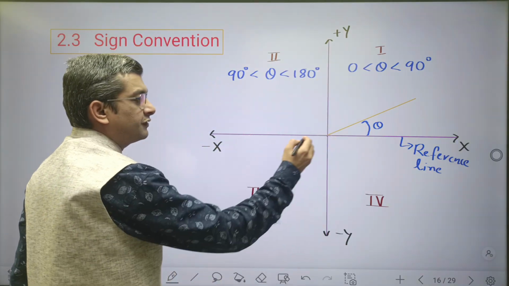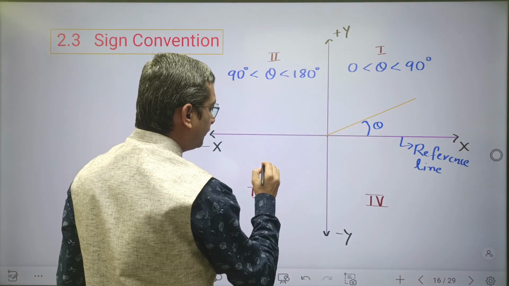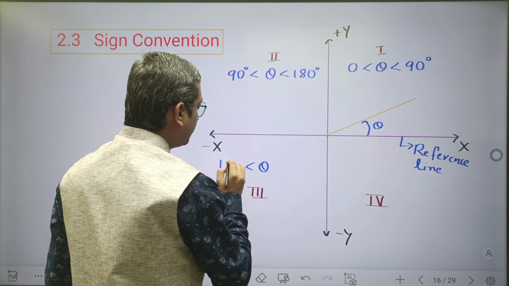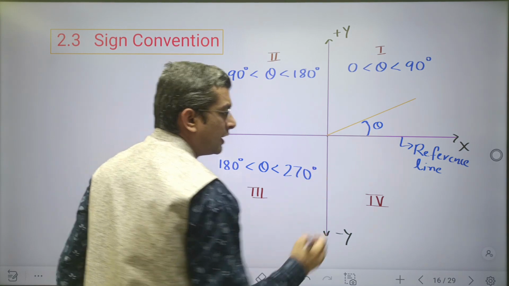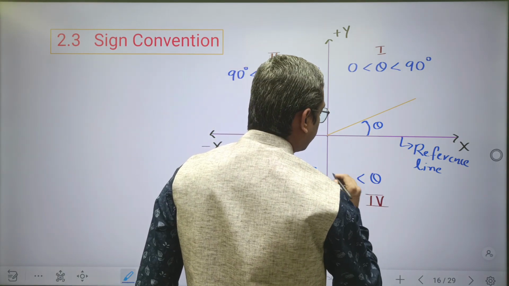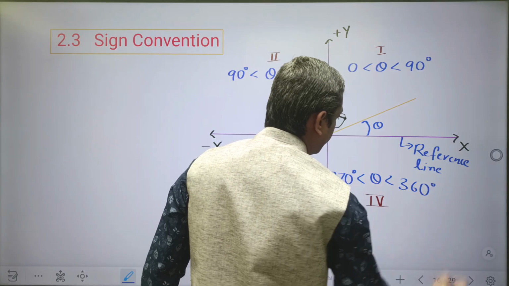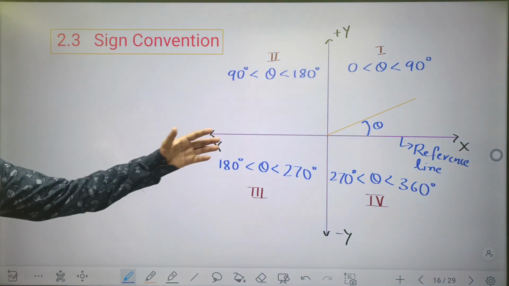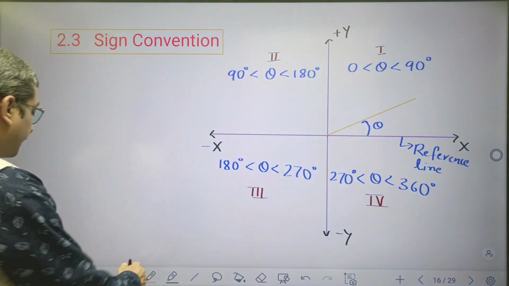Now, if it exceeds the second quadrant, then it reaches the third quadrant, and in the third quadrant, the angle theta is greater than 180 degrees but less than 270 degrees. And in the fourth quadrant, theta is greater than 270 degrees but less than 360 degrees. So these are the values of theta in the first, second, third, and fourth quadrants. Now, what is the sign convention?